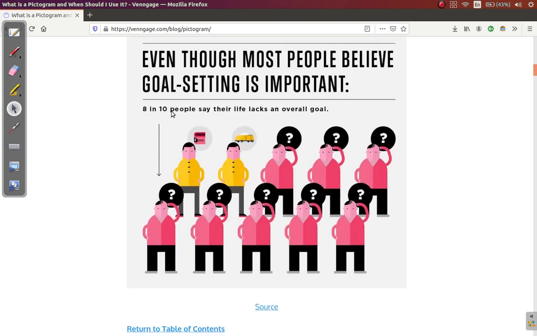Here, say 8 out of 10 people say they lack life skills. Their life lacks an overall goal, I should say. So here you have icons, drawings, or some cartoon characters representing people. There are 1, 2, 3, 4, 5, 6, 7, 8, 9, 10 of them.